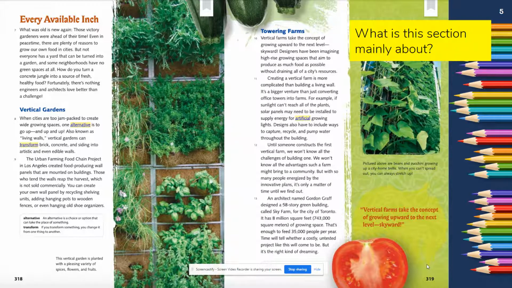So far, I can infer from the text that the author is trying to persuade me into believing that gardening in cities is important. The author is also trying to express to me the different ways to garden in the city. Let's continue reading.